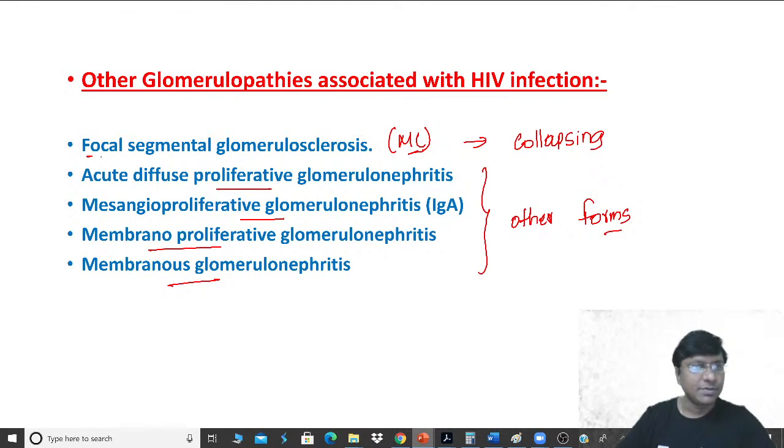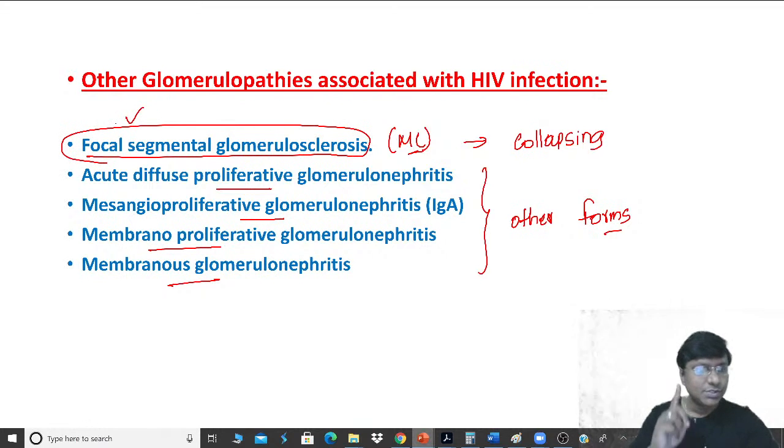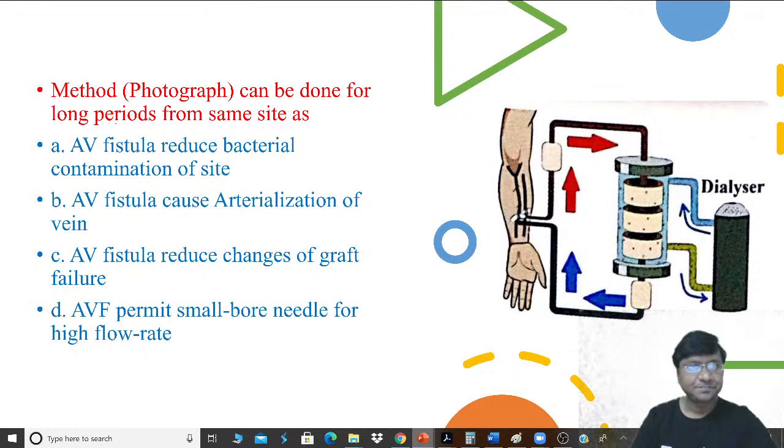But what is the most common one? The most common one is focal segmental glomerulosclerosis. So please remember this. This is a very, very important point. Next, we will move on to the next question.